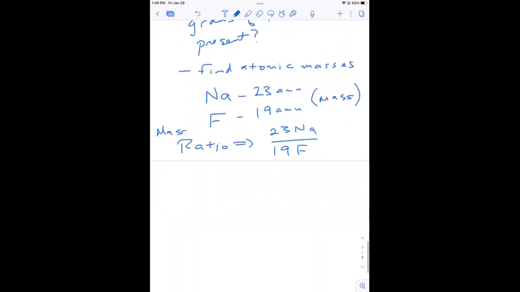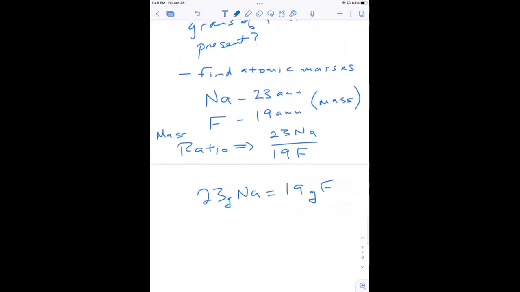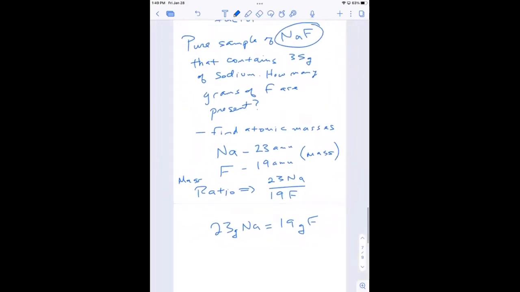Right? Because in that ratio, what we're saying is that 23 grams of sodium is going to be 19 grams of fluorine. Can you scroll up just a little bit while you write? Well, zoom out. Thank you. Is that right? That ratio is a conversion factor.